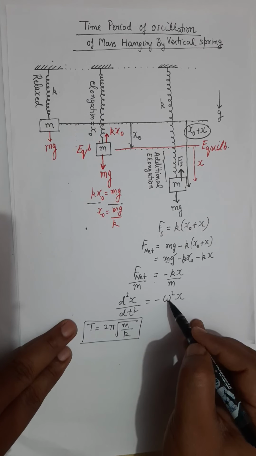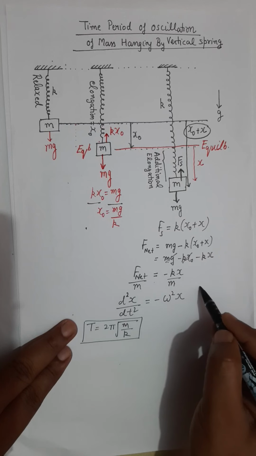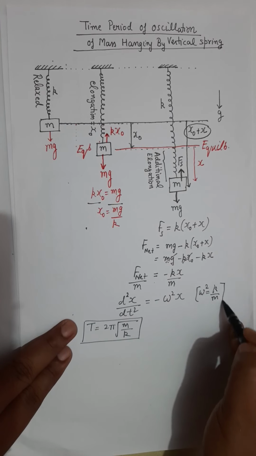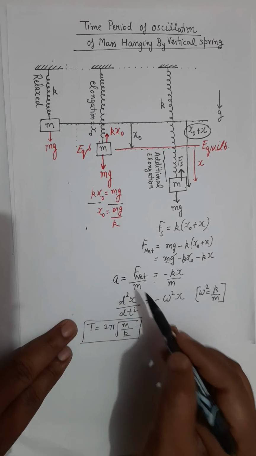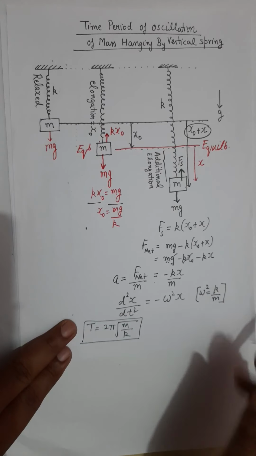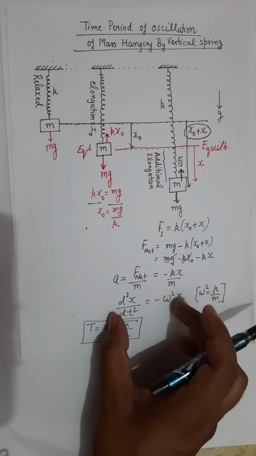The omega square value will actually be k by m. We have substituted k by m with omega square, so I should mention omega square is k by m. This F net upon mass m is actually the acceleration, which according to kinematics is the double derivative of x with respect to time t. And this is a differential equation for SHM, simple harmonic oscillation.